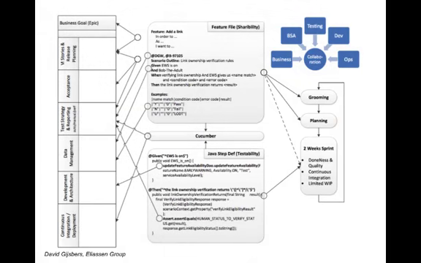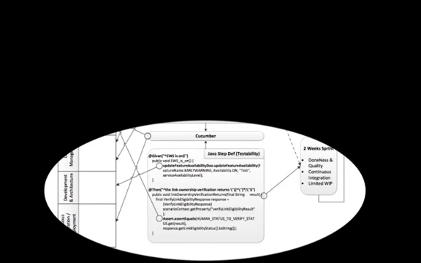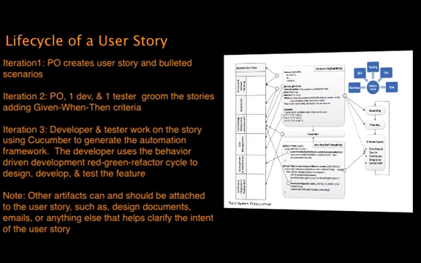Now we can go into planning. We're going to actually break this user story down, and the developer is going to use Cucumber to drive the development. So basically, a user story goes through 3 iterations. The very first one is the product owner creates a user story with bolded scenarios. The second is that we sit down and we do a 3 amigos meeting with a product owner, developer, and tester, and we detail out the given when then criteria, which is the acceptance criteria. And then the third phase is the developer actually developing the story using Cucumber.